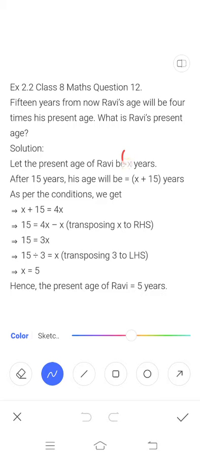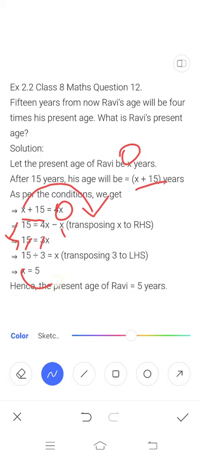So present age of Ravi, let us assume it as x years. After 15 years means x plus 15. Okay, 15 years from now. So after 15 years, he will be 4 times his present age. Present age is x. 4 times means 4x. So according to the given condition, after 15 years, x plus 15, 4 times the present age means 4x. So now what will happen? This x you can transpose to the other side. So 4x minus x is equal to 3x. So 3 1 times is 3, and 15 is 5 times. So the value of x is 5. So we got the present age of Ravi as 5 years.